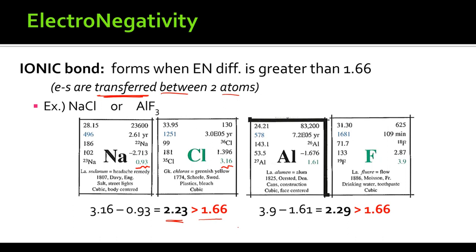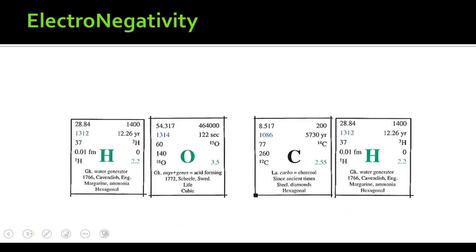Same thing over here for aluminum at 1.61 and fluorine at 3.9. When I subtract those, I get a very large difference of 2.29, which is also an ionic bond because it's greater than 1.66. So we simply look up the numbers, we subtract bigger minus smaller, and then look at that value that we get when we subtract and compare it to our cutoff. 1.66 has been determined to be kind of the cutoff point.